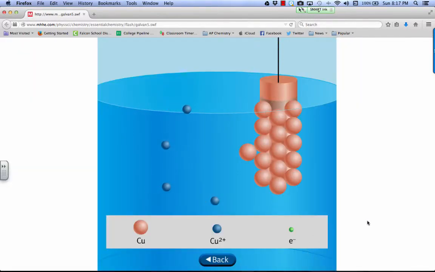Electrons formed at the zinc electrode travel to the copper electrode. 2 electrons combine with each copper 2+ ion in solution to produce copper metal. Note that only copper 2+ ions are shown in solution. Other ions and water molecules are not shown to focus on the reduction of copper 2+ to copper metal.